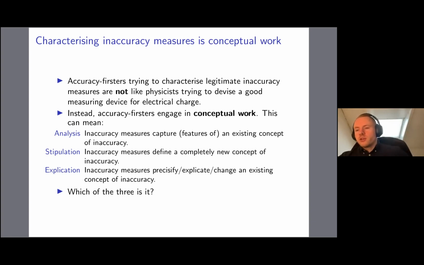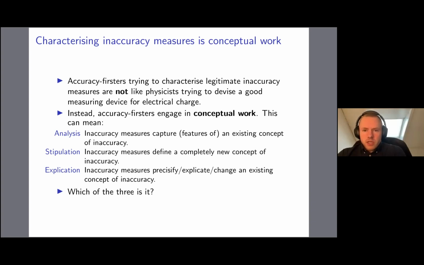Now, what can it mean to engage in conceptual work? I think it can mean any of the following three things. It can mean that accuracy firsters engage in conceptual analysis. This would mean that inaccuracy measures capture features of some kind of pre-existing, perhaps vague and imprecise concept of inaccuracy. The second option is stipulation, right? There is no pre-existing concept of inaccuracy, and instead accuracy firsters just define a completely new concept. And third, there's perhaps a mixture of analysis and stipulation.